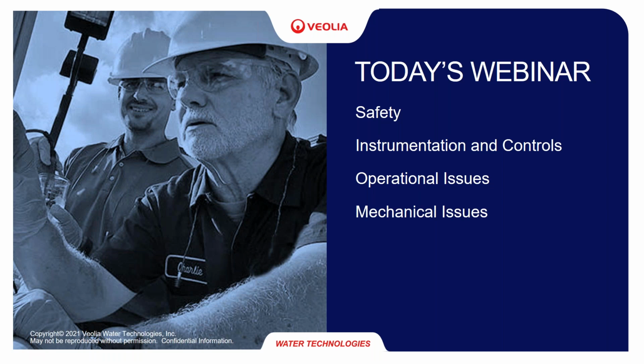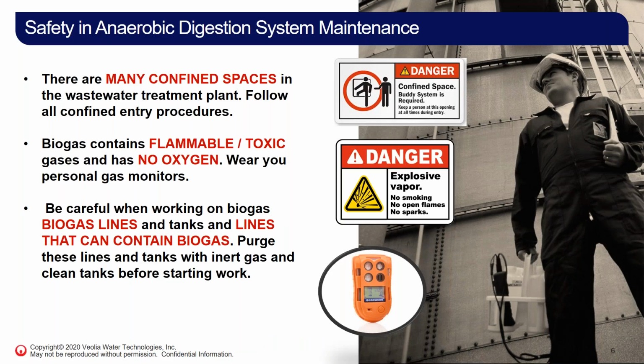So in today's webinar, we're going to talk about several things: general operating problems, mechanical issues, and operational issues that everybody sees in high-rate anaerobic systems. We're going to start off talking a little bit about safety, just a reminder to everybody, then things about instrumentation and controls, then operational issues and mechanical issues.